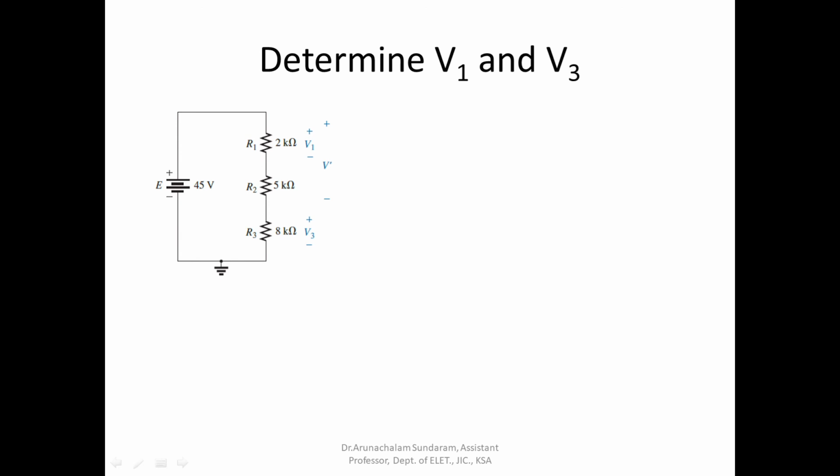Now here they are asking you to determine V1 and V3. So first I'm going to write the rule. Now I want to determine V1, so instead of x you have to write 1. So V1 is equal to R1 multiplied by E divided by R total. Now let us find out whether I know the value of R1. Yes, R1 I know. Do I know the value of E? E is given in the question, the source voltage. Now, do I know the value of R total? I do not know R total, so I have to calculate it.